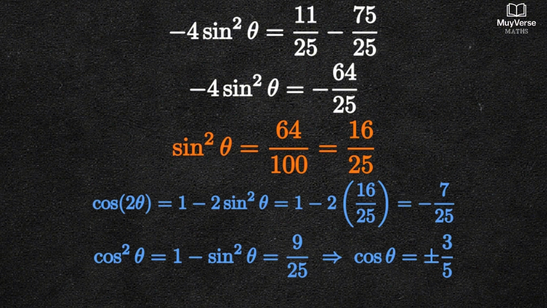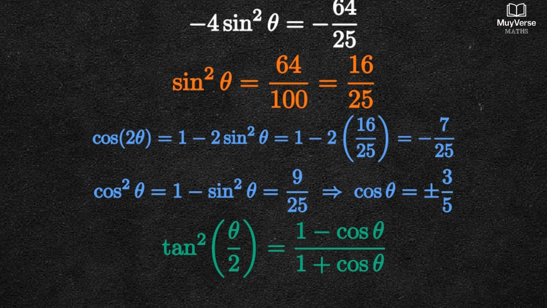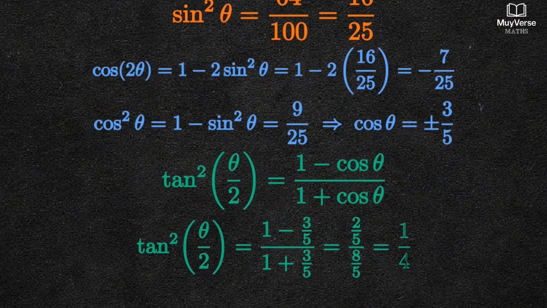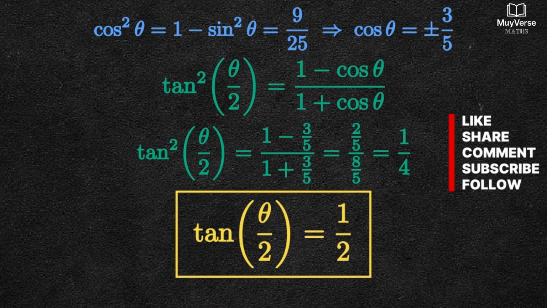Step 4. Half angle. Use tangent squared of theta over 2 equals 1 minus cosine theta over 1 plus cosine theta. If we take the acute case with cosine theta equal to 3 over 5, then tangent squared of theta over 2 equals 1 minus 3/5 over 1 plus 3/5, which simplifies to 1/4. Taking square roots gives tangent of theta over 2 equals 1/2.